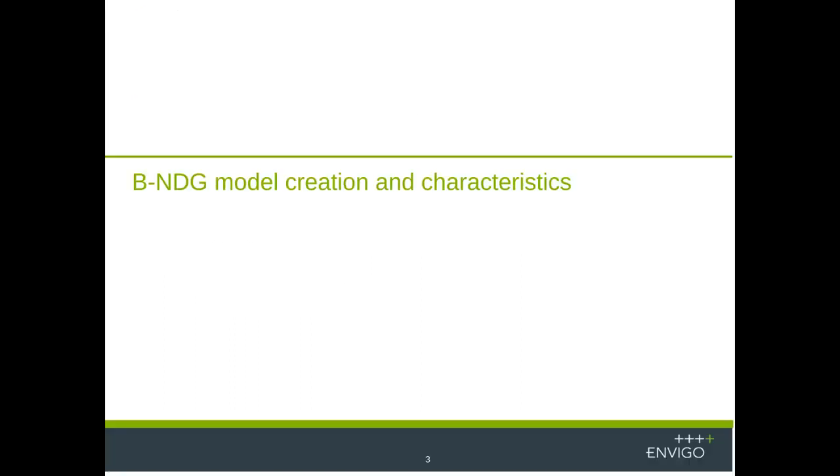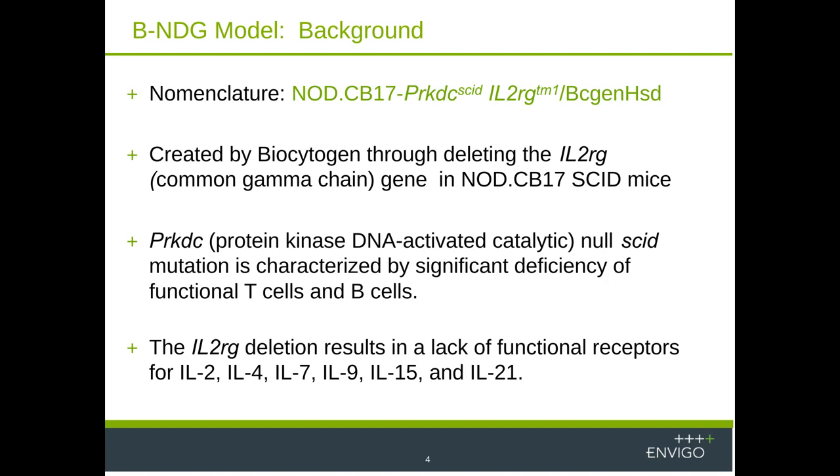But starting out with the model creation and some characteristics. So the B-NDG model, or the NOD CB17 PrkdcSCID IL2R gamma tm1 BCGN-HSD model, was created by Biocytogen through deleting the IL2R gamma, or common gamma chain gene, in the NOD CB17 SCID mouse. And this model has subsequently been licensed by Envigo. So the NOD CB17 SCID mice already had the Prkdc null mutation, which is characterized by these mice having a deficiency in functional T and B cells. And in addition, the deletion of the IL2R gamma results in a further immunodeficiency due to a lack of functional receptors for a wide array of cytokines, for example, IL-15, which is essential for the development of functional NK cells.